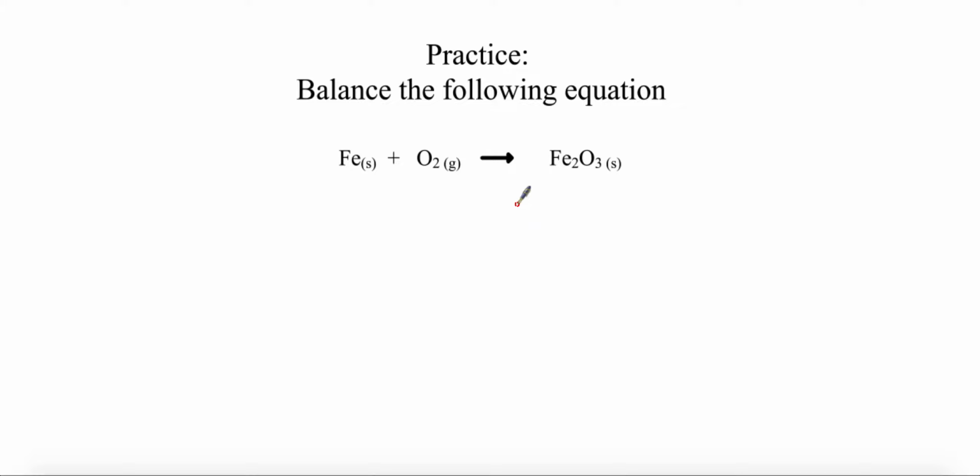For me, I generally like to write my elements underneath the arrow, which is less work and I can work on both sides at the same time. So I'm going to list out all the different elements in the reaction. In this reaction, I've got iron and I've got oxygen. Then I want to tally the number of atoms on both sides for each element. On the reactant side, I have 1 iron. On the product side, I have 2. For oxygen, I have 2 reactant atoms and 3 product atoms.